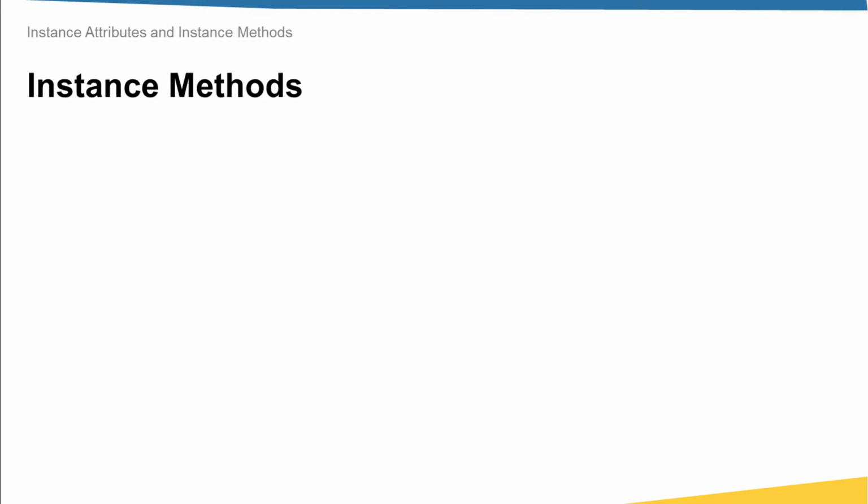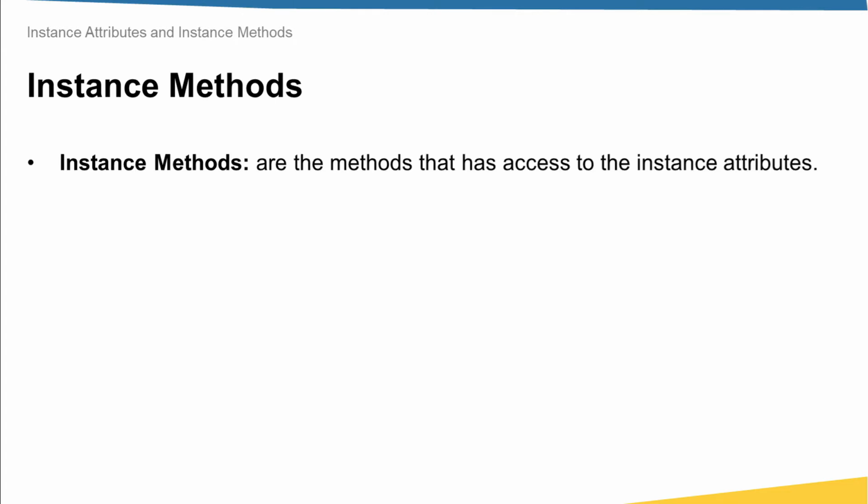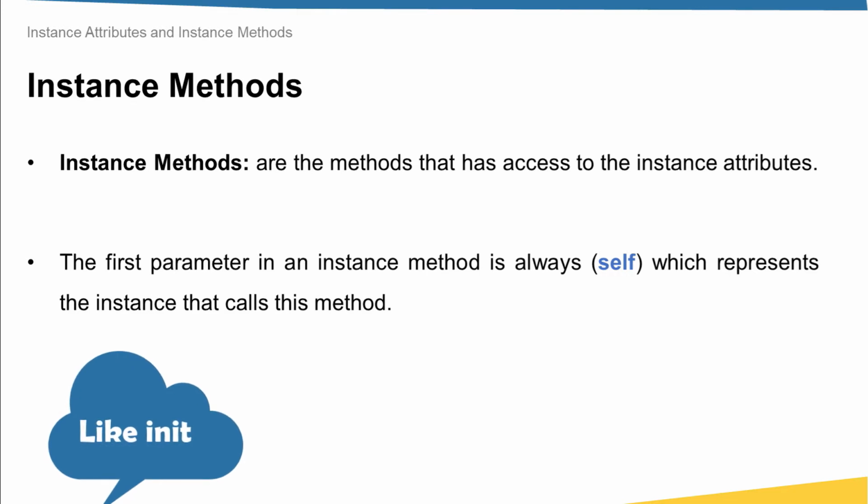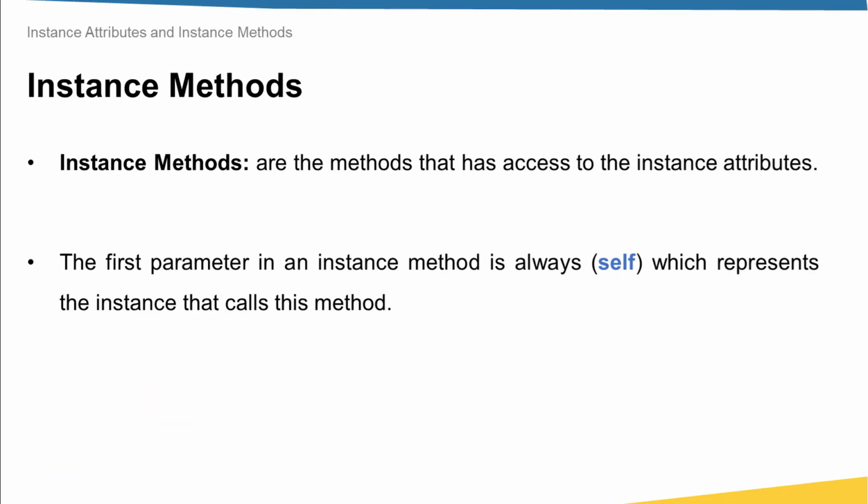Now let's talk about instance methods. Simply, these are the methods that have access to the instance attributes. Usually, the first parameter of this method is always self, like the init that we saw in the previous slide. And usually this self is automatically passed to the method, and we will see later on how we can call a method for an object. And this self represents the instance that calls this method. We can understand from this that the instance method should have access to the instance attributes in order to be able to handle and process these attributes.